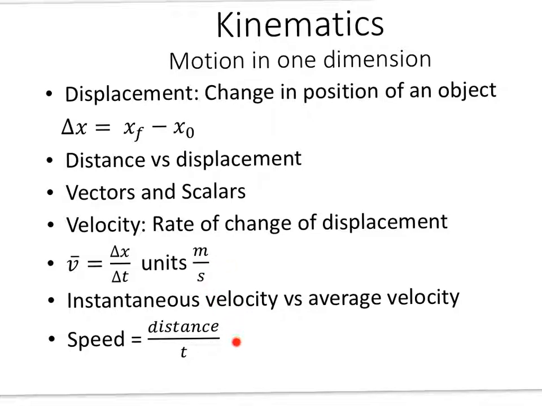Now, skipping down here for a minute, speed, on the other hand, is defined as distance divided by time. So there is a distinction between velocity and speed. Speed, by the way, is another example of a scalar, whereas velocity is a vector. Now, you should also note that there's a difference between instantaneous velocity and average velocity. As the name implies here, instantaneous velocity is the velocity in a particular instant.